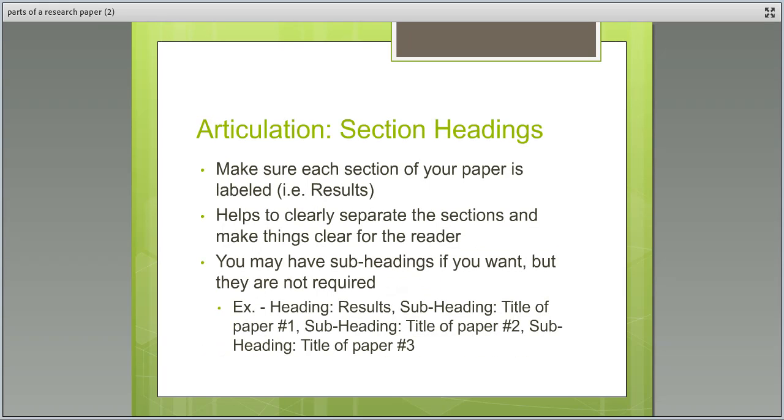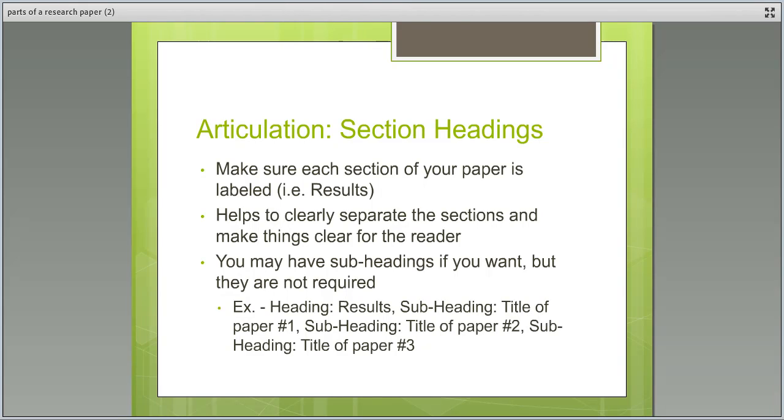It's your choice. You're also going to be graded on your articulation. Something that's really important, which some people are missing, is your section headings. You have to make sure that each section of your paper is labeled: abstract, intro, methods, results, discussion, reference list. And in this case, it will be the results. So make sure you have that very clear results heading at the top. This basically helps to clearly separate your sections and makes sure that everything is clear for the reader.